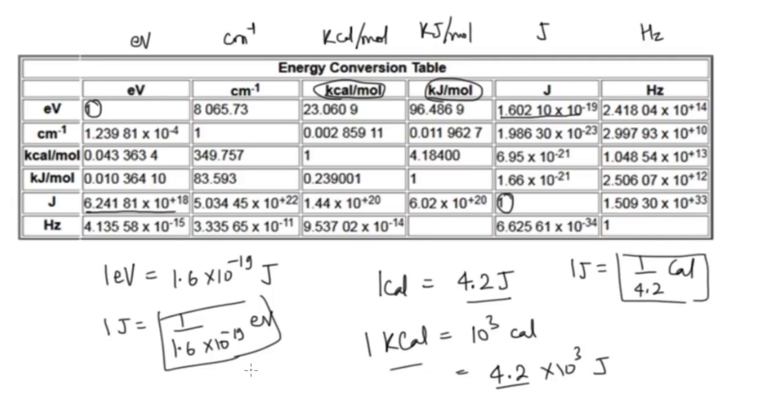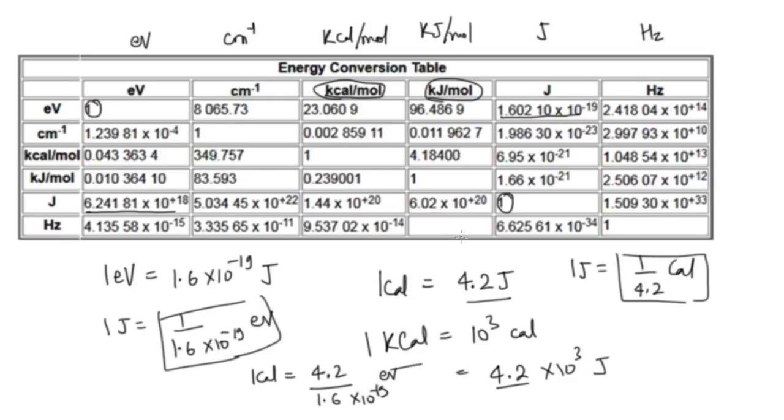So it will come out to be like this. So 1 calorie is equal to 4.2 divided by 1.6 into 10 to the power minus 19 electron volt. Okay, so just solve it out and you will get how much 1 calorie will be equal to in electron volt. So like this you deal with the unit conversion, right? You don't have to remember all of the table, you can just find out the values whenever they are needed, right?